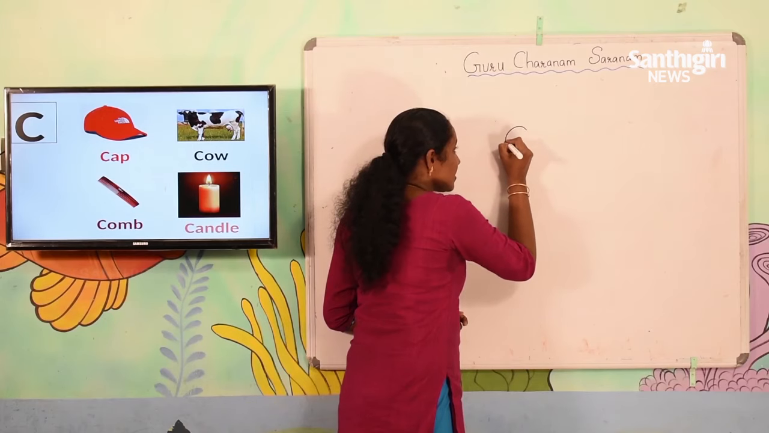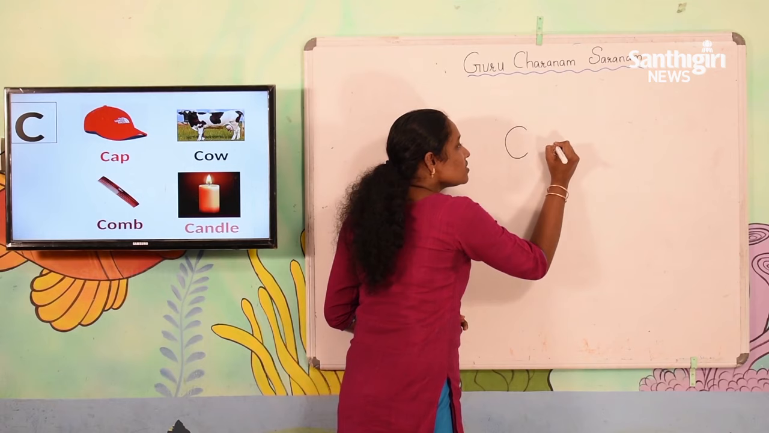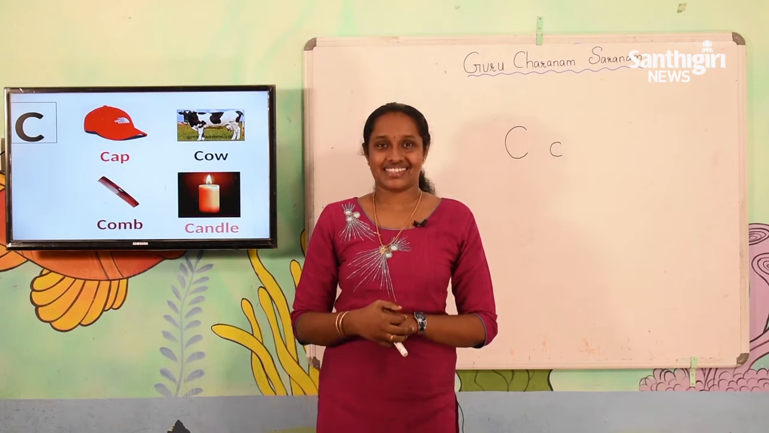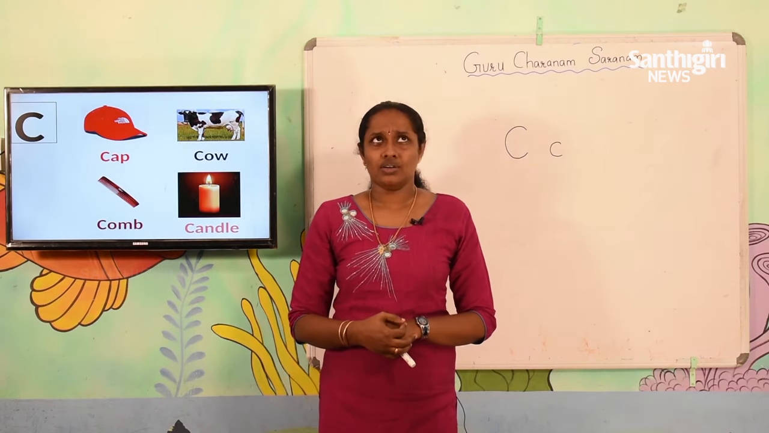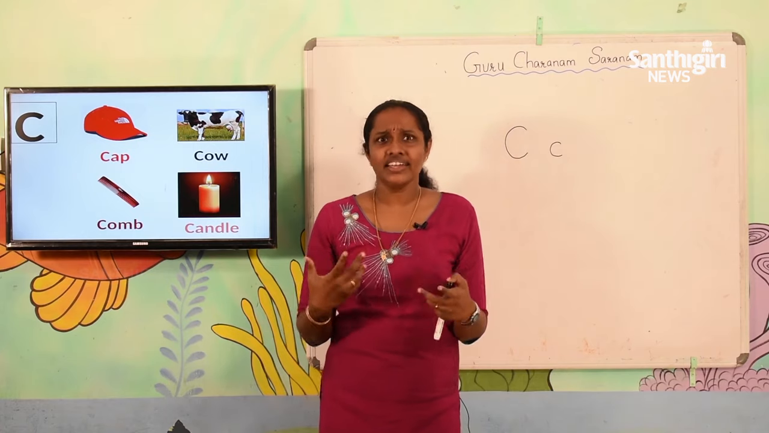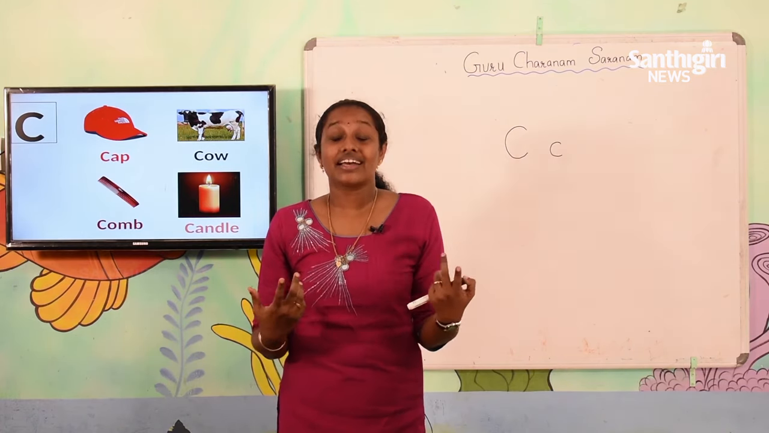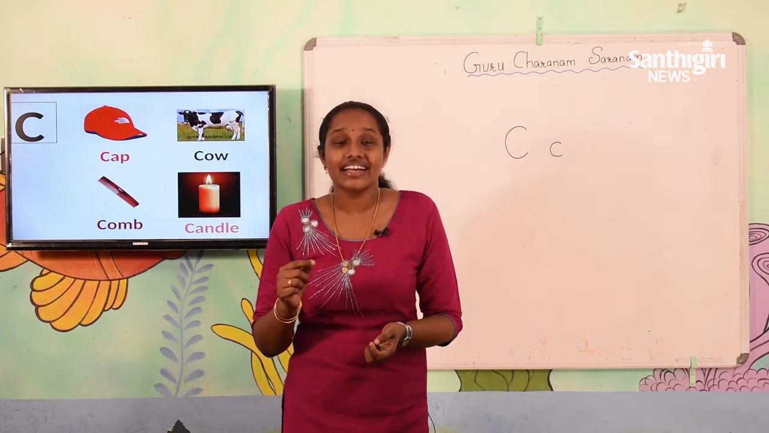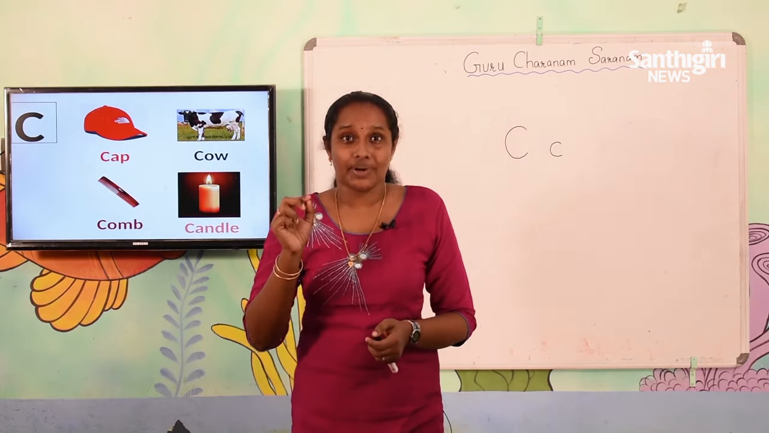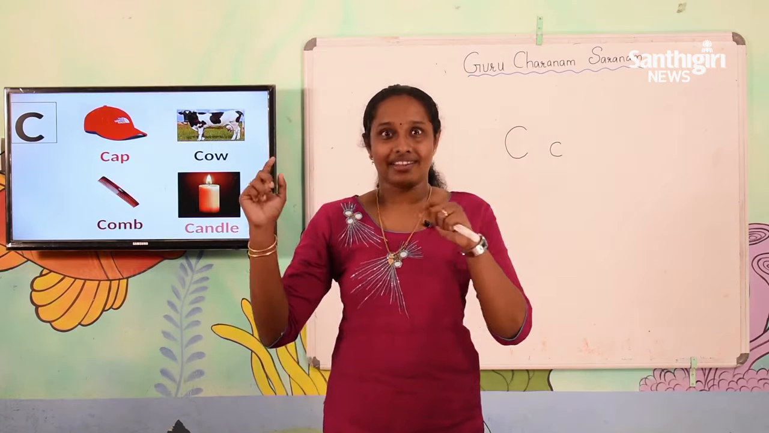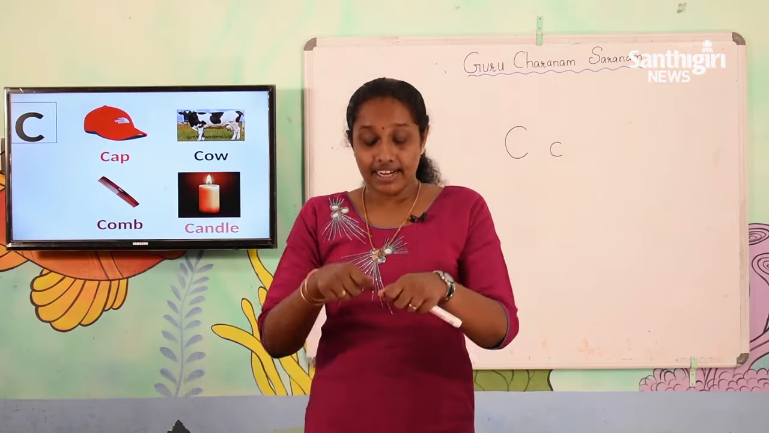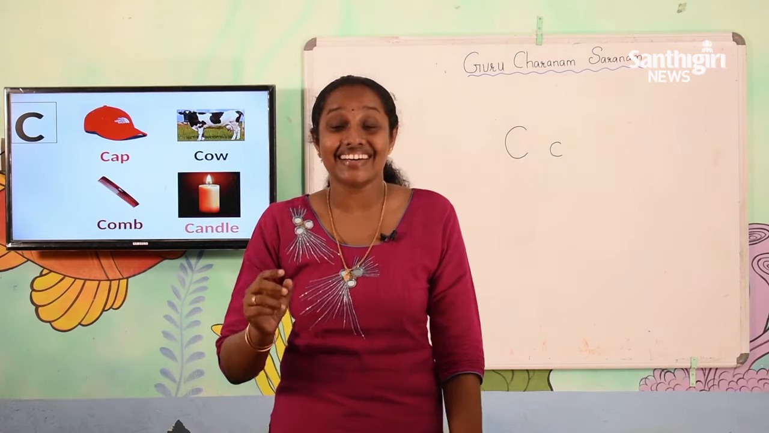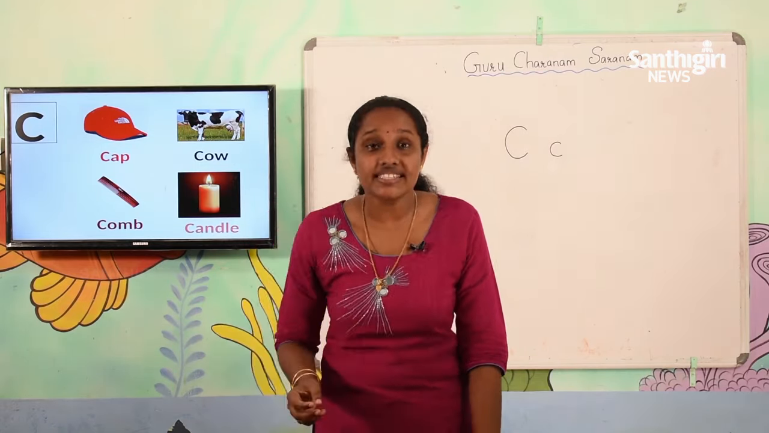That's C. Capital C. Small c. Cat. Cow. Carrot. What do you hear as the first sound of a cat? C. Cat. K, cup, k, k. Do you hear? Cup, k. If I got a carrot, I take it and put it on a cutting table and cut, cut, cut, k, k sound, k. The sound of C is k.